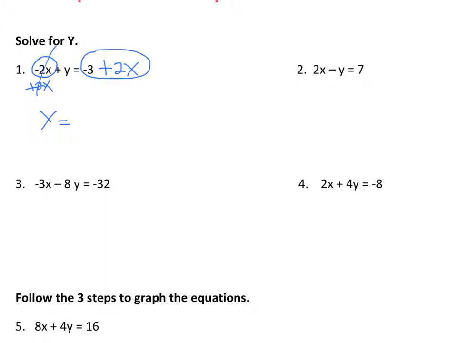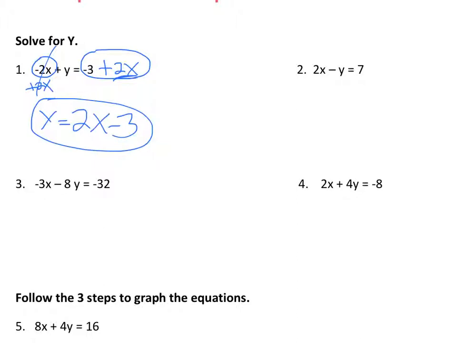But I want to switch it around because eventually we're going to get into what's called slope-intercept form, where we want this X term written first. So negative 3 plus 2X, this is the same thing as saying 2X minus 3. I just switch it around. And just like that, I've solved for Y. So if I wanted to graph this, then I just make my XY chart, and then I graph it.